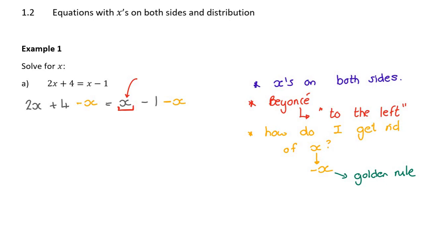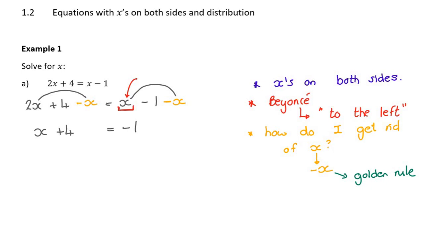So now that I have performed a function on both sides, what I'm going to do is hit pause and just collect up like terms. So on the left hand side I have 2x take away x, which is x, and I have plus 4. On the other side I have x take away x, which was the whole point. I wanted to get rid of that x and it disappears, and so I have minus 1.